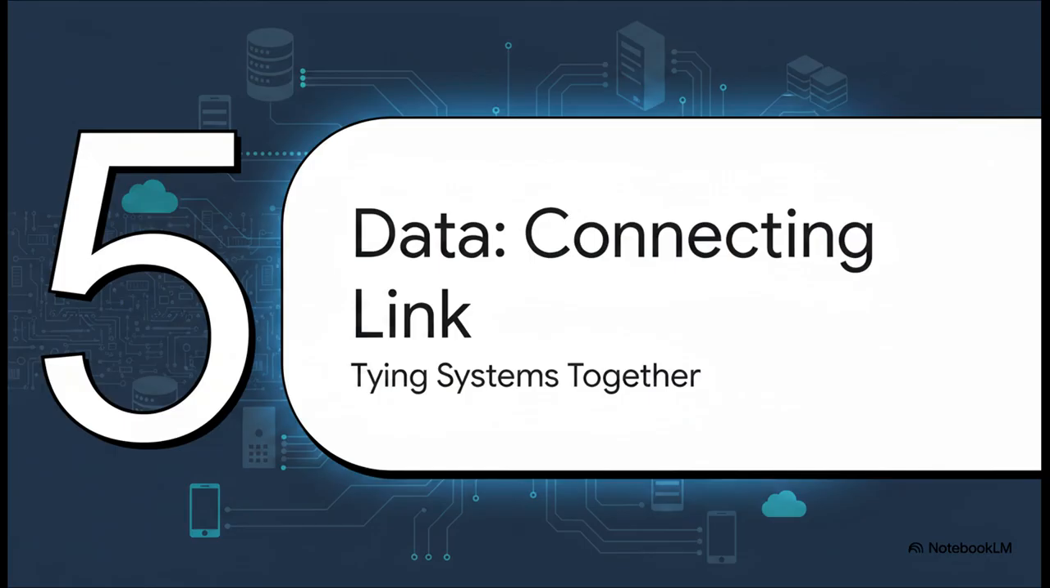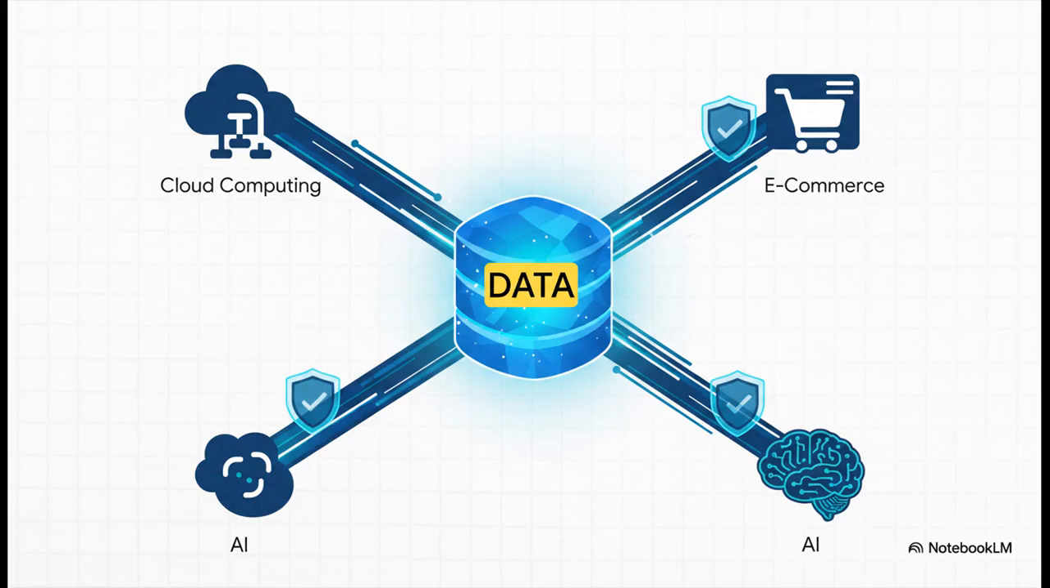This is the connective tissue holding this entire digital engine together. The big takeaway here is that data is the ultimate link. It connects all these completely distinct digital systems. The cloud stores the data, e-commerce systems collect it from customers, and AI uses it to find patterns. Because it connects literally everything, the quality of that data matters immensely.